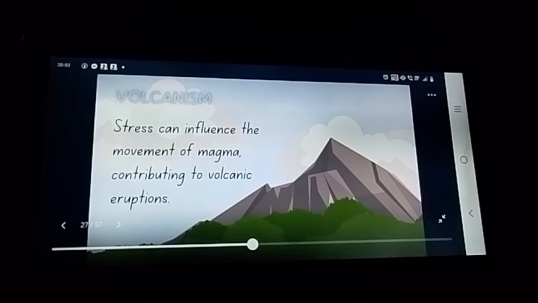Next, volcanism. So, stress can influence the movement of magma, contributing to volcanic eruption. Imagine a giant pot of boiling water and a tube. The water is hot and under pressure and it wants to escape. That's a simplified picture of volcanism. Here's how it works. Magma chambers. Magma, molten rock, is found deep beneath the Earth's surface in magma chambers. These chambers are like the pot of boiling water. Pressure buildup. Magma is under immense pressure and it wants to rise to the surface.